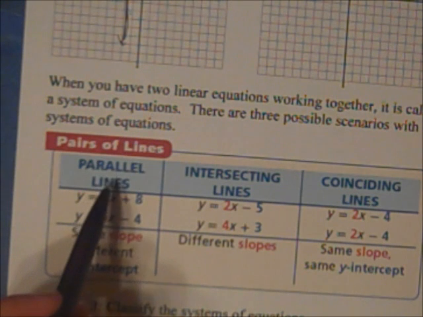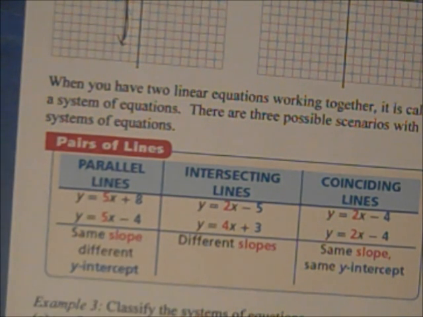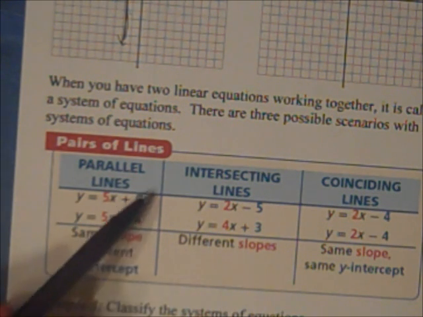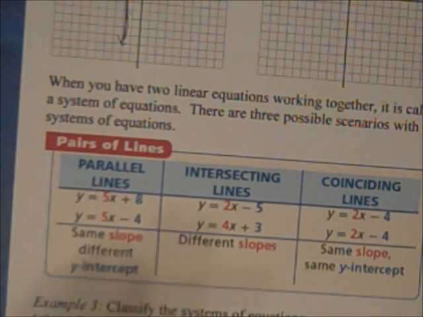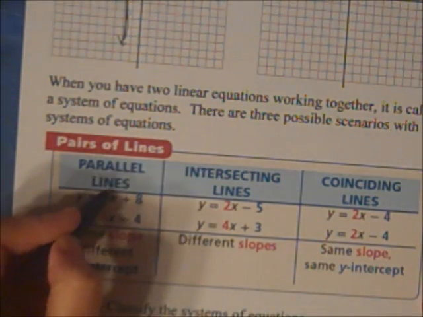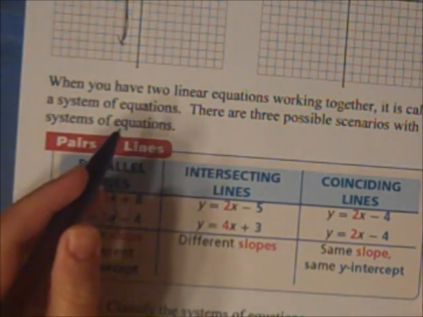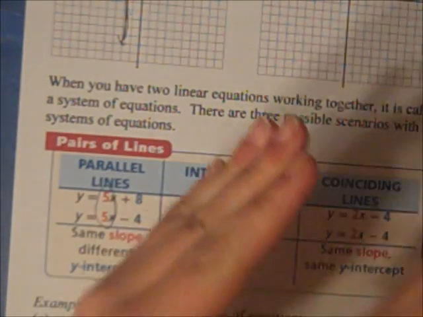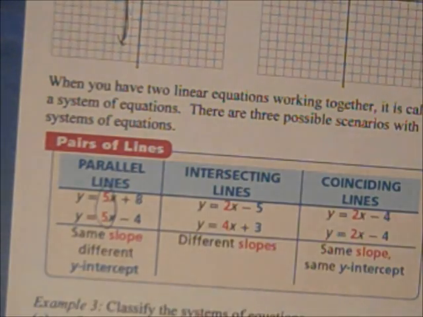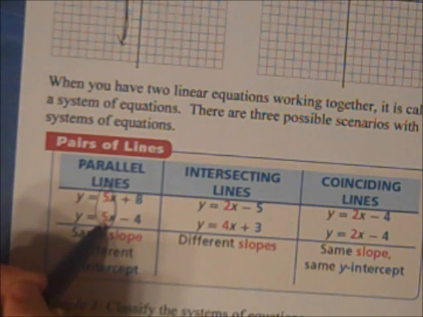Your lines could be parallel. You know you have parallel lines if they have the same slope but a different y-intercept. You want them to have a different y-intercept because you want them to start at a different point on the graph. But then they have the same slope, so they're going to go up 5 over 1, up 5 over 1. So they're both going to be going up by the same amount each time, so they won't cross.